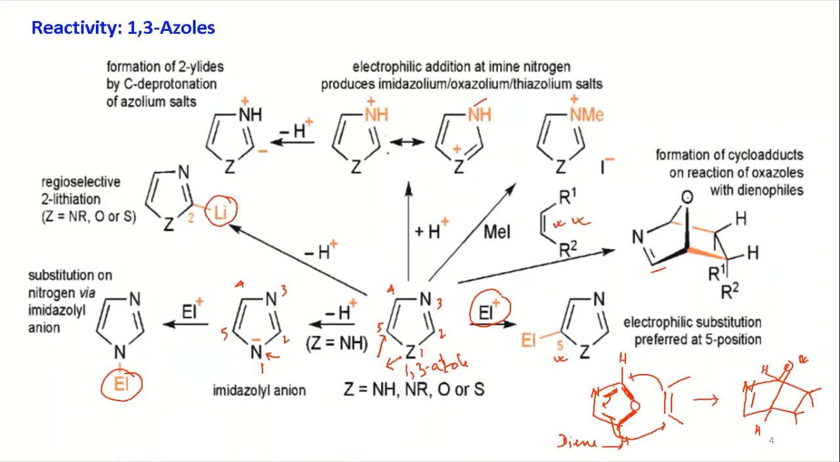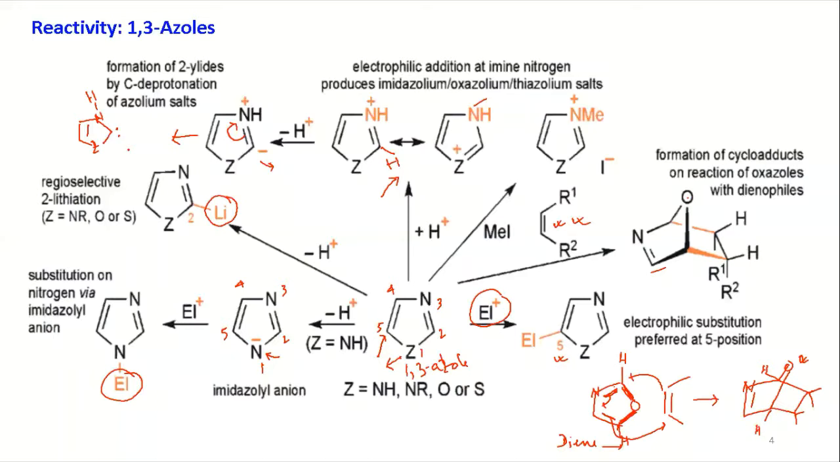Now this form, you see the delocalization, and this proton, if you can abstract, you will have a zwitterionic form, and this zwitterionic form can further generate the carbene. Okay, so you have this one NH, and this will be carbene. So that means you can easily generate carbene from 1,3-azole.